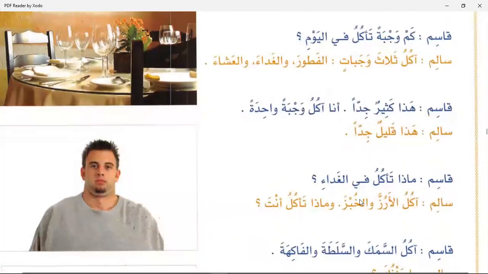Next, Qasim: Haza kasirun jiddan. This is too much. Jiddan means too, kasiran means much. Salim: Ana akulu wajbatan wahidatan. I eat one meal. So the action of the verb is done on wajba, so it has fatha. Then the adjective and the manut should have the same sign, that's why it has fatha.